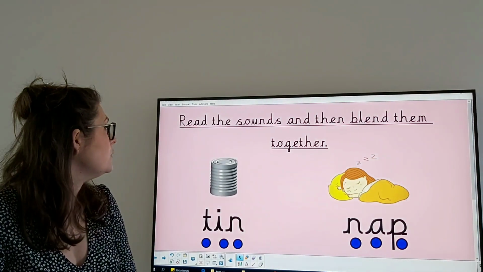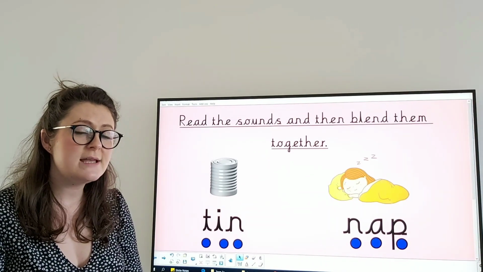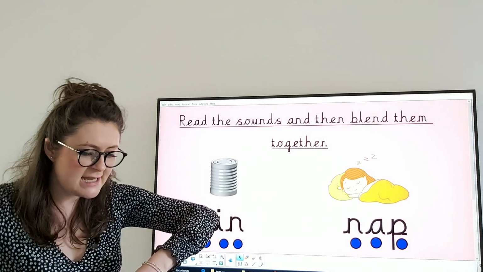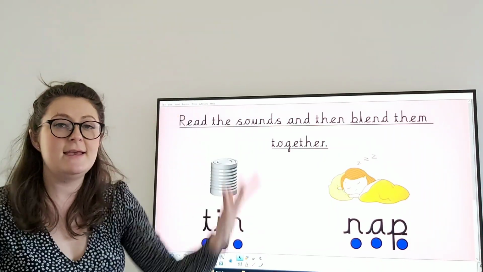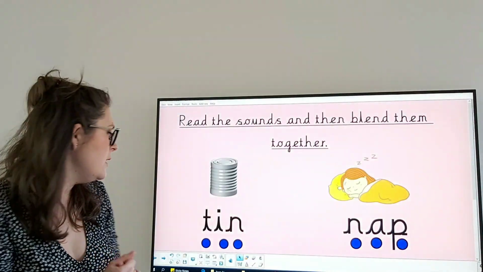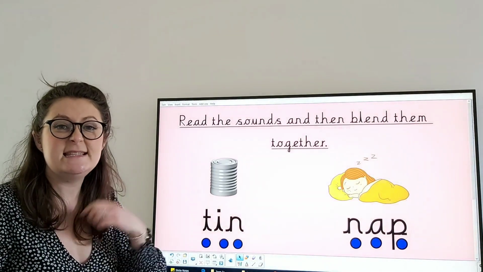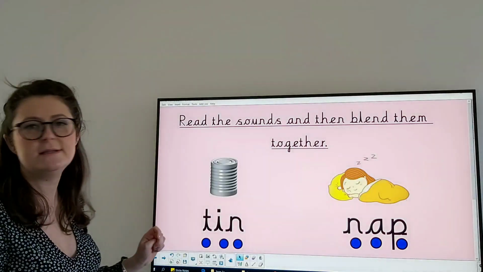Now, last thing we're going to do today is we're going to do a little bit of reading because you're all doing so amazing. So we're going to read these sounds and then blend them together. And remember, when we blend them together, we put them in our pretend blender and we mix them up. We blend them fast and then it makes the word. Okay, so when I point at the sound button, that's your turn to say the sound that that letter makes. Okay, right, we'll do it together though, don't worry.